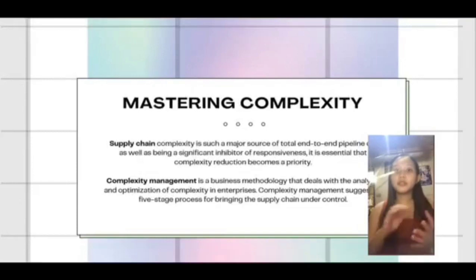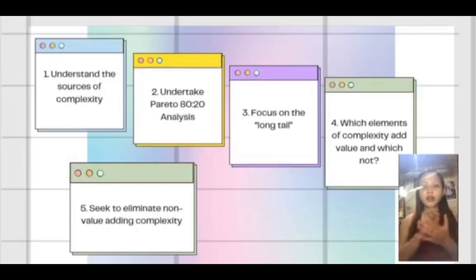So the first one is to understand the sources of complexity. Number 2, undertake the Pareto 80-20 ratio analysis. And then number 3 is to focus on the long tail. And then the next one is to identify the elements of complexity which add value and which do not.